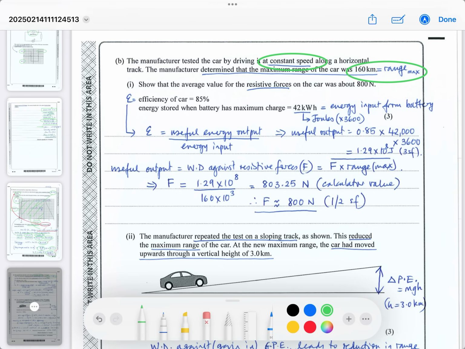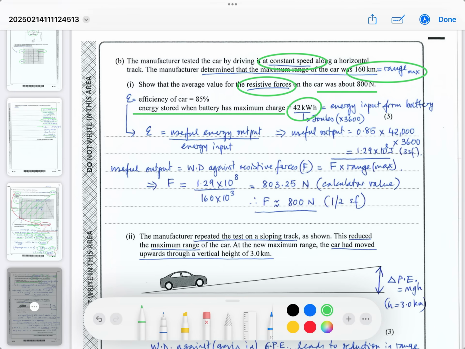Show that the average value of the resistive forces must be about 800 newtons. Okay, so you've got to show that it's about 800 newtons. The efficiency of the car, they say, is 85%. And they say the energy stored in the battery when it's fully charged is 42 kilowatt hours. Now this time, instead of having amp hours, we've got kilowatt hours. Watts times hours is energy.